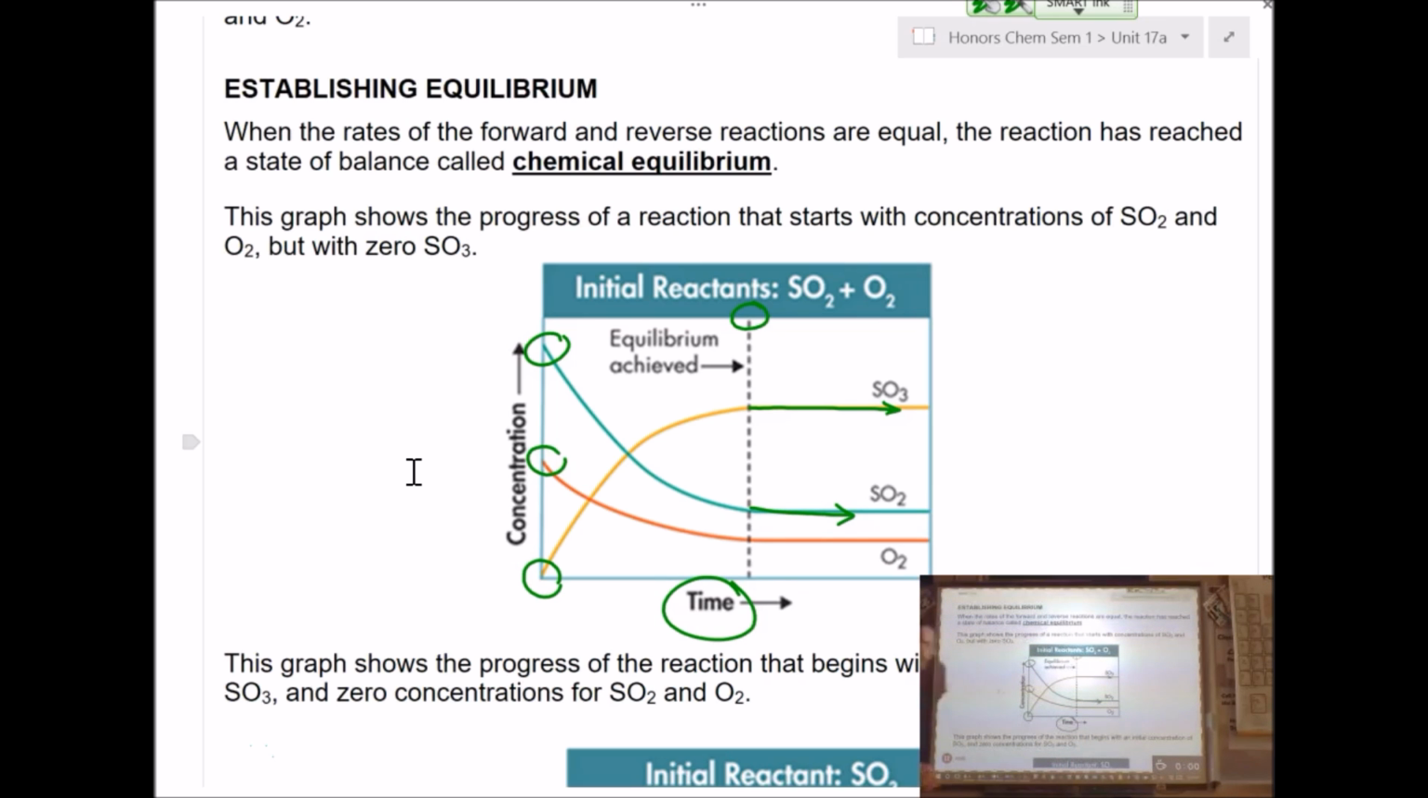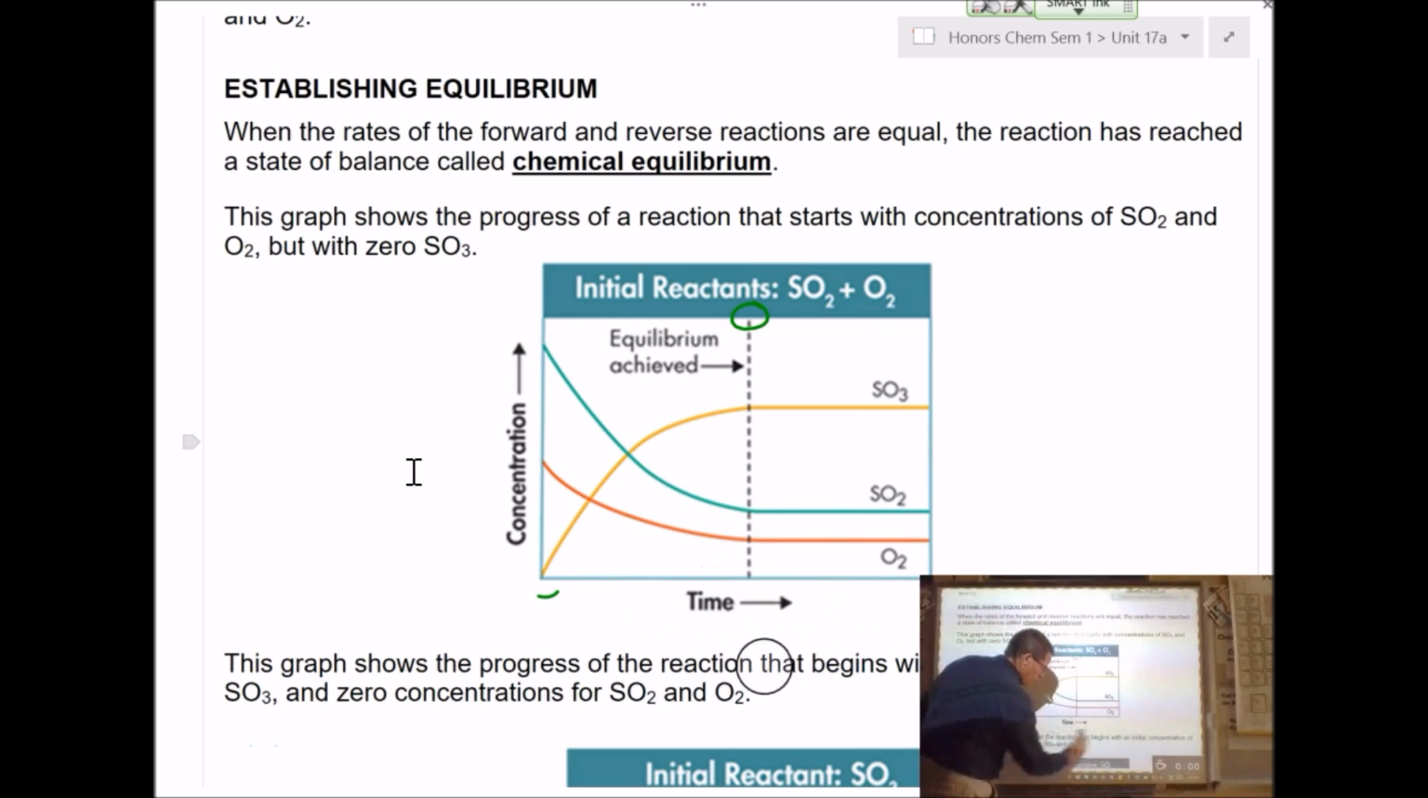Now, one thing about equilibrium: it has the word equal in it. The thing that makes it equal is not the concentrations or the pressures at equilibrium, but the rate. In other words, the rate at which the products form the reactants is equal to the rate at which the reactants form the products. So that's where equilibrium comes into place. Once that happens, then we're at equilibrium.